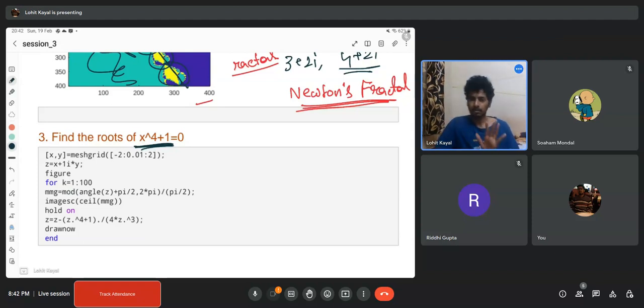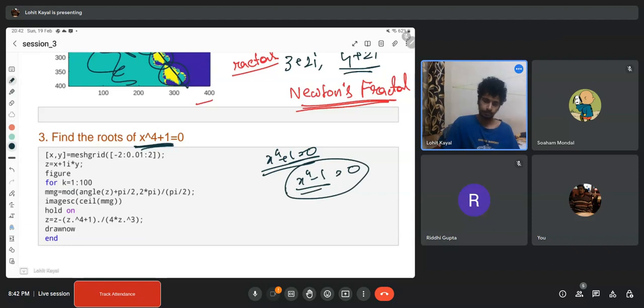Okay. Again, the code is exactly the same. There is no difference in the code. Here for x to the power 4 plus 1, we have 4 different solutions. Similarly, you can try it for x to the power 4 minus 1 as well. You will get 4 distinct solutions.